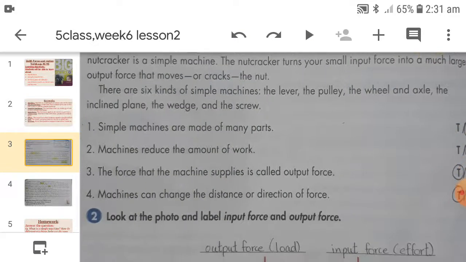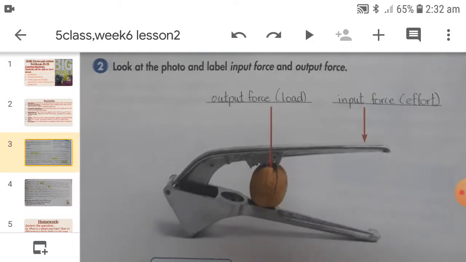Now do the true false. Then there is question number 2. You have to label the given picture of a nutcracker as output force or input force.